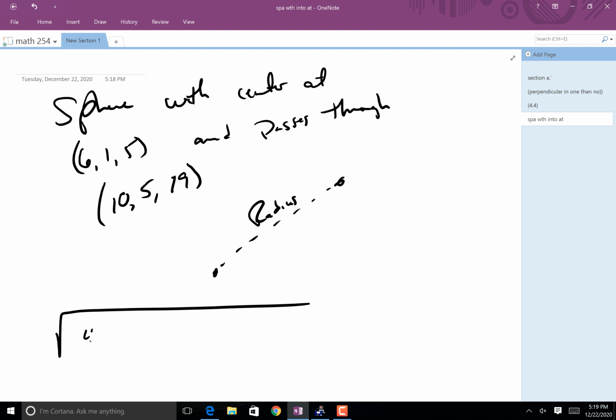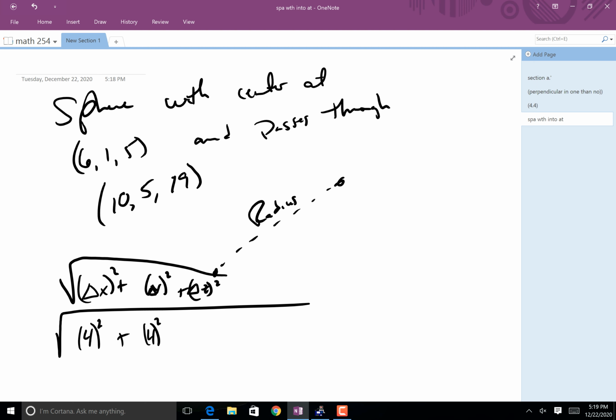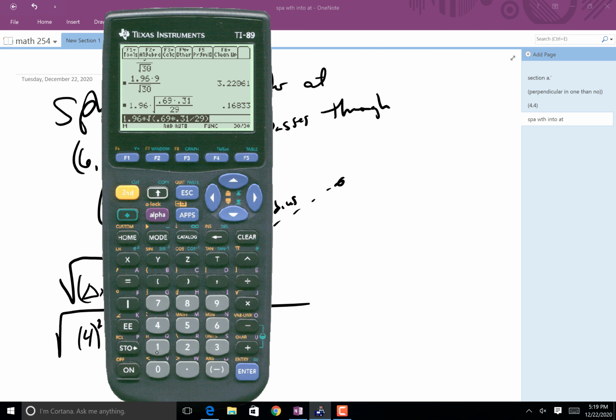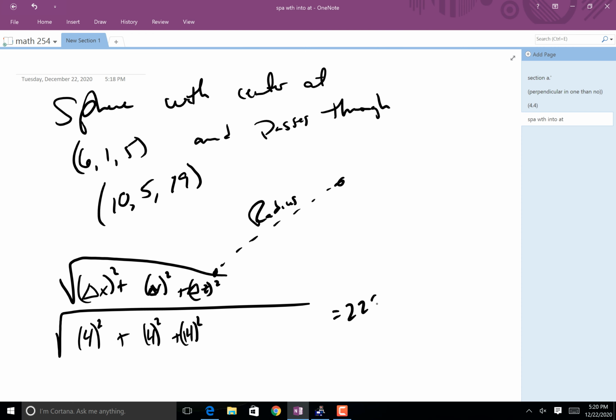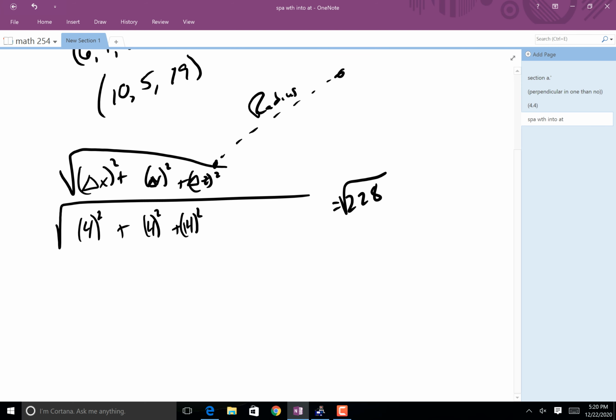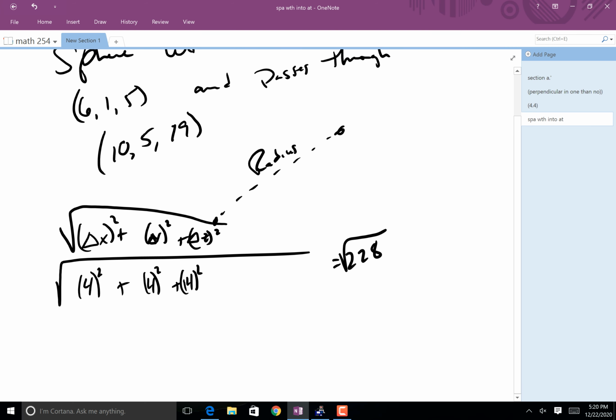So it's going to be 10 minus 6 is 4, squared. Whether you do negative or positive makes no difference. It's the delta x squared plus the delta y squared plus the delta z squared, all square rooted. So 5 minus 1 is 4. And then 19 minus 5 is 14. So what is that? 196 plus 32 is 228. So the square root of 228 is what it is, friend. I don't know what it is. It is what it is.